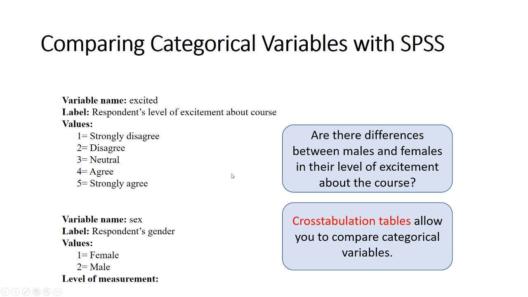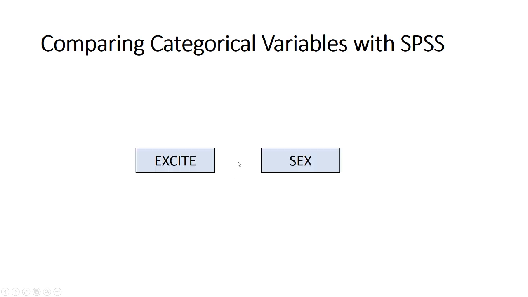Again, just like comparing averages between groups, before you can go to SPSS, you have to determine which of the two variables that you're comparing is the independent and dependent variable. Of course, in this case, just like the last one, sex happens to be the only plausible independent variable because your gender might influence how excited you are about a math or statistics course.